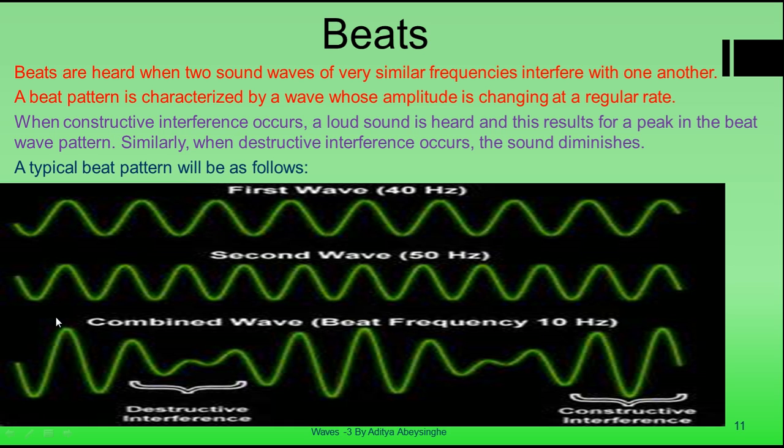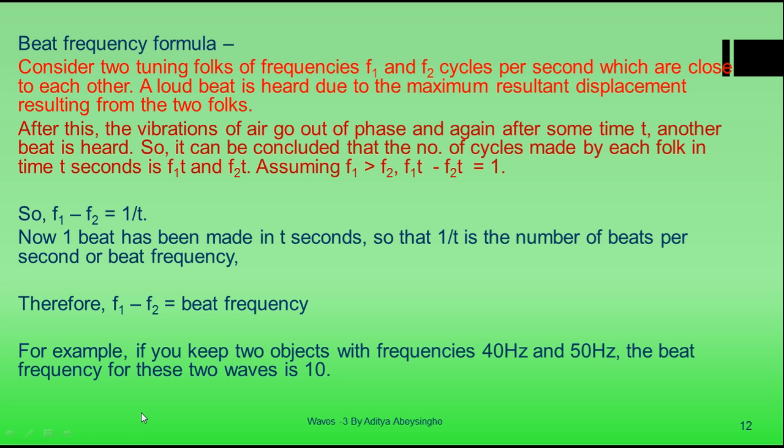You can see that from this one. After some time it goes out of sound, and then again a beat is heard, then it goes out of sound, again a beat is heard. So you can say that the number of cycles made by each fork in time t is f1t and f2t, right? You know that the period is equal to 1 upon f1 and 1 upon f2. So if the time is t seconds, then you can say that f1t minus f2t should be equal to 1, right?